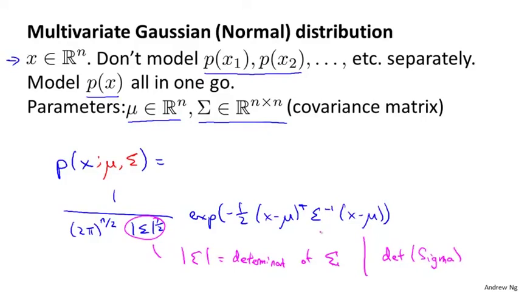Okay, and again, just to be clear, in this expression, these sigmas here are this n by n matrix. This is not a summation. That sigma there is an n by n matrix. So that's the formula for P of x.